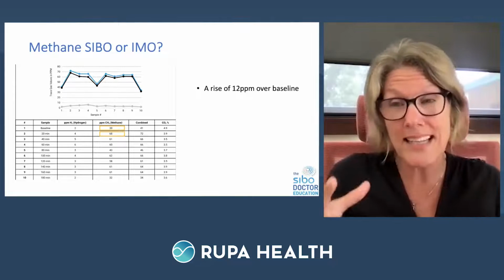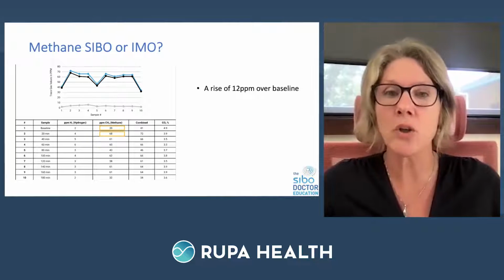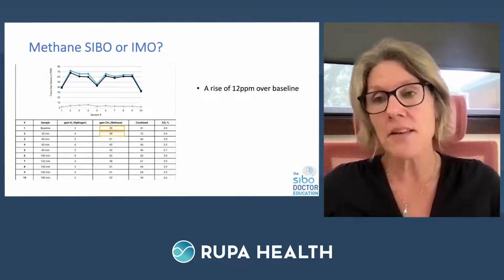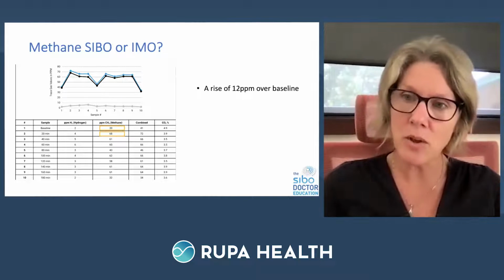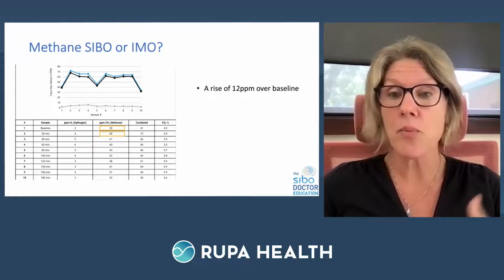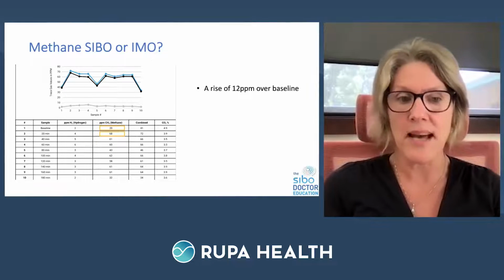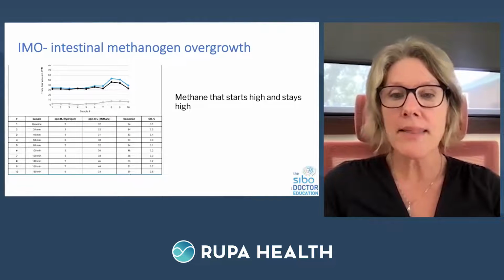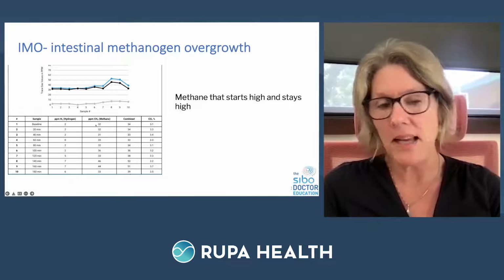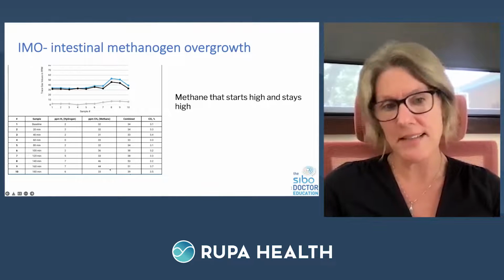Is that methane really in the small intestine, or is it intestinal methanogen overgrowth, which basically means it could be anywhere in the digestive tract, including the colon? And we're just seeing this contribution of methane. This is the older method, still used by some labs, where we're seeing a rise of methane. But in any case, this is an intestinal methanogen situation. This is more classic, where we're not seeing any rise at all, and we're seeing definitely methane 10 parts per million or higher all the way throughout this person's test results.